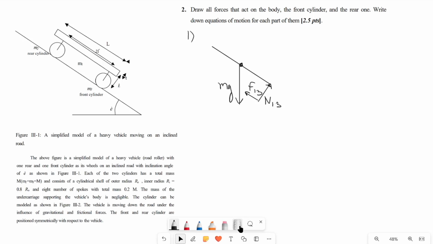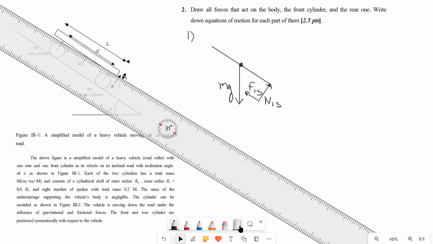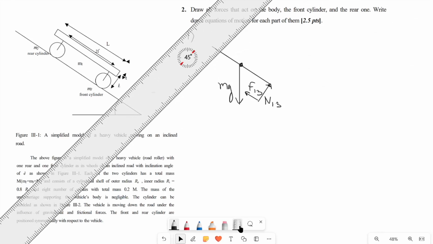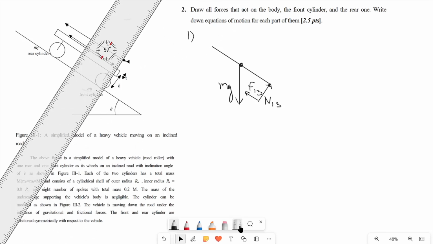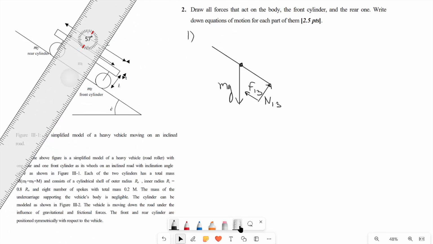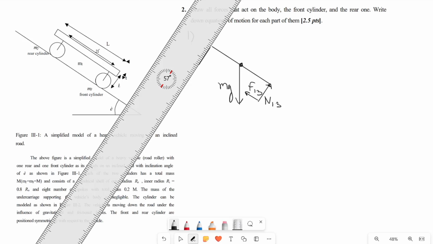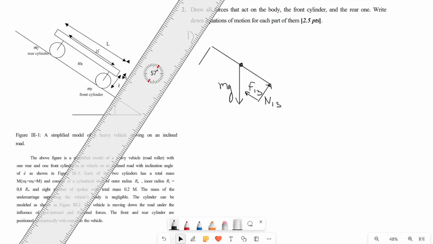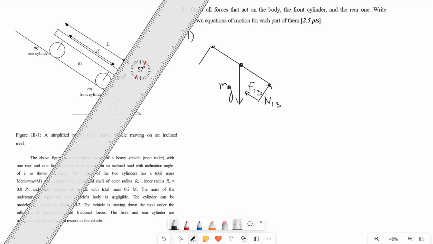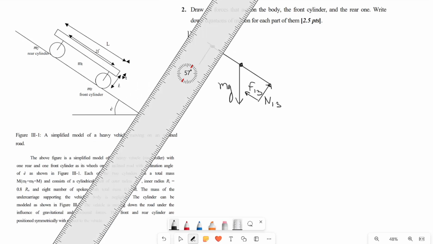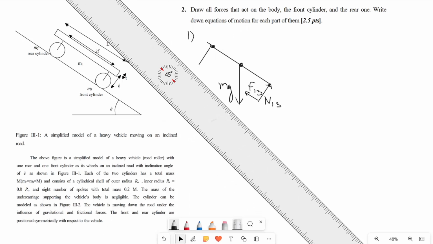Now, essentially the same thing will be happening at the attachment point for the rear cylinder. And we can draw our second normal force along here, assuming that this here is the attachment point for the rear cylinder.